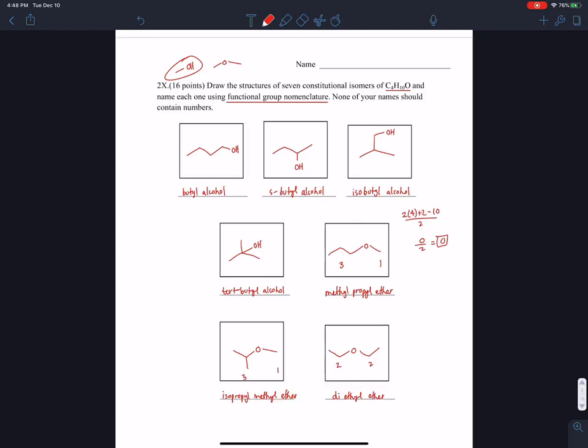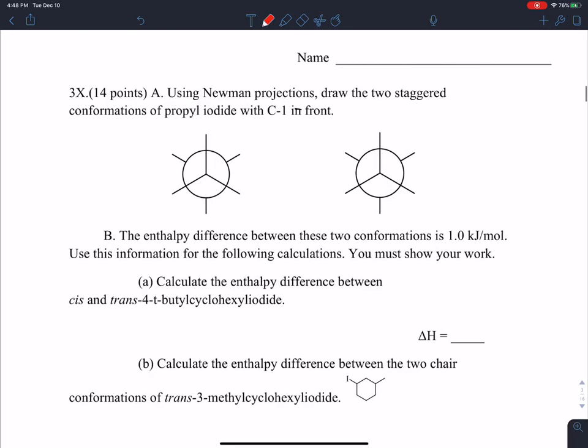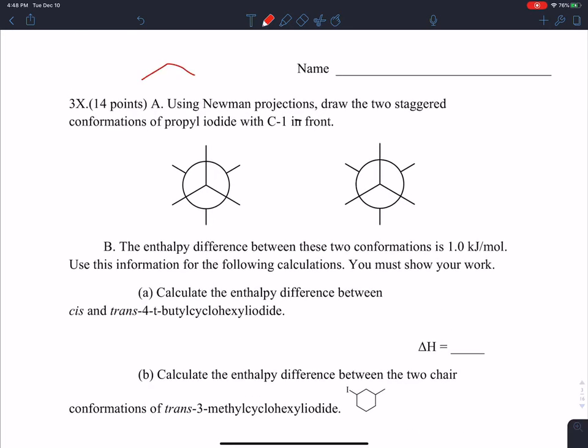So, okay. Next question is: using Newman projections, draw 2 staggered conformations of propyl iodide with carbon 1 in front. So we know propyl iodide will look like this, just like that. And if carbon 1 is in front, then carbon 2 is in the back. So I'm looking at it something like this. So in the front carbon here, I should have an iodide on that one, and on carbon 2 I should have a methyl pointing somewhere.